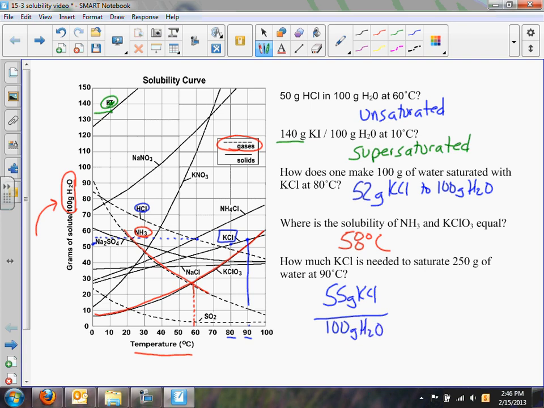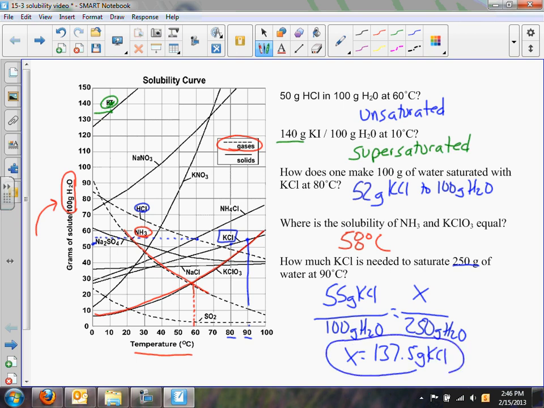However, I don't have 100 grams, I've got 250. So I want to figure out how much would saturate 250 grams of water. So this is just a simple ratio. 55 is to 100 as what is to 250. And when you cross multiply and divide, you'd come up with an answer of around 137.5 grams.